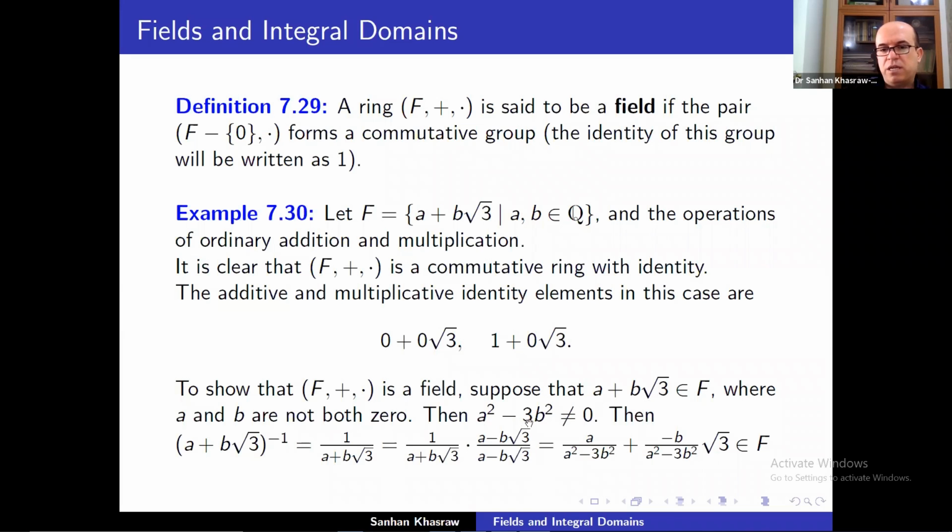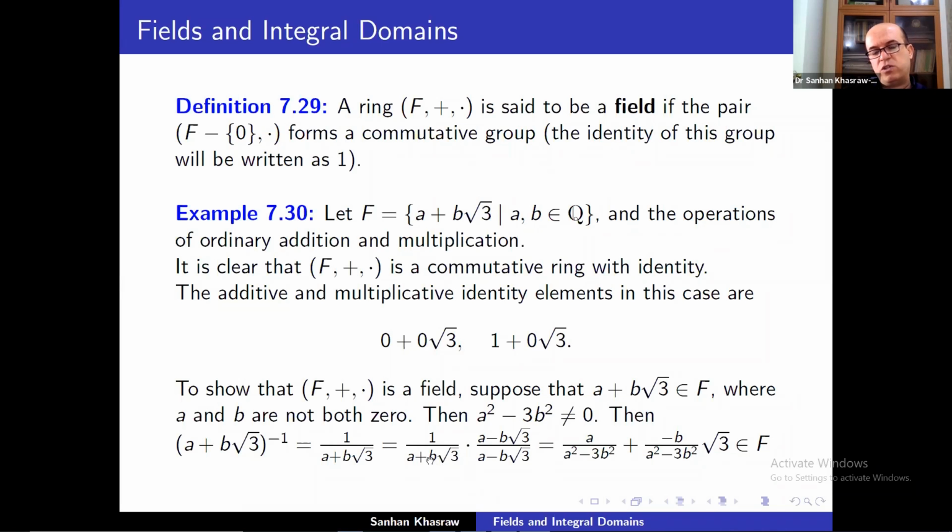Then A square minus 3B square is not equal to 0. Why this part? Let me explain it. The inverse of A plus B square root of 3 is equal to 1 over this element, A plus B square root of 3. So I want to get an element of the form in F. I have to multiply and divide it by the conjugate of A plus B square root of 3.